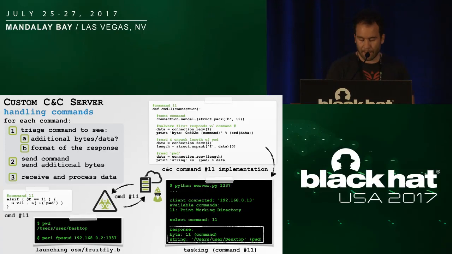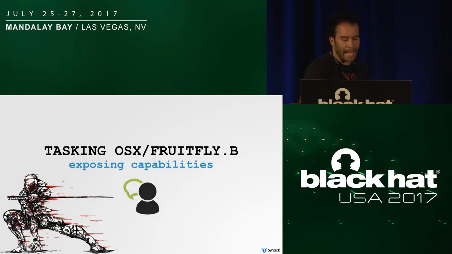So here's a very simple example, command number 11. We can see that it expects no additional data, but then responds via the G subroutine, sending back a single byte and then a variable length string. So we can extend our custom command and control server, and then we can see when we support this command that it's the malware returning its current working directory. Okay, so now we task. Again, we've got our monitoring capabilities. We're monitoring file system, network traffic, mouse, keyboard, processes, and also our custom command and control server.